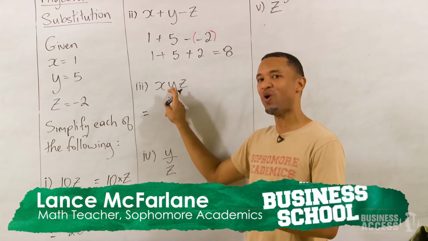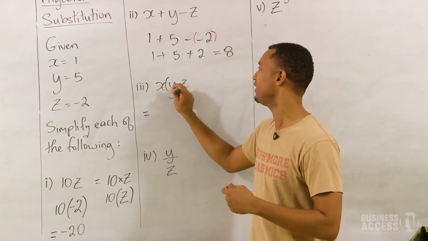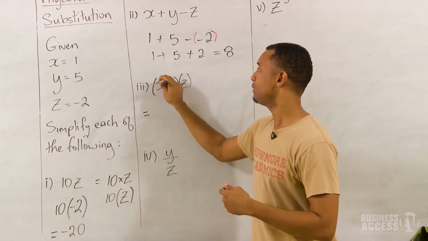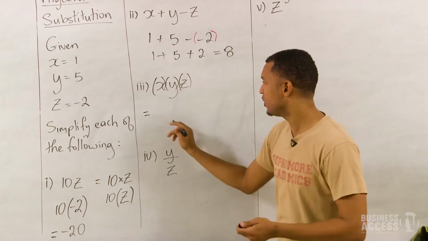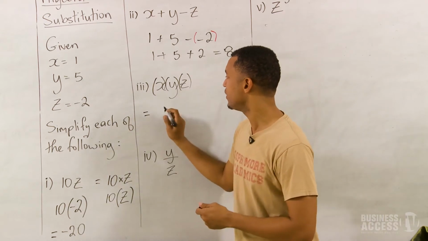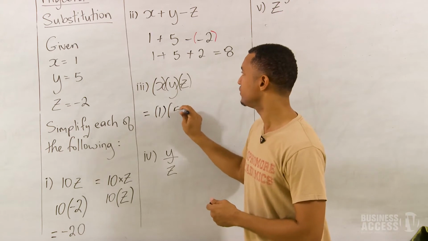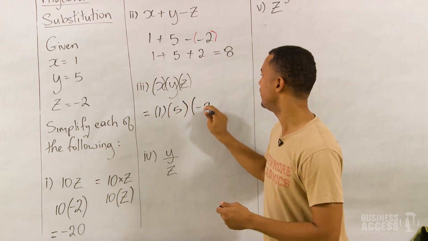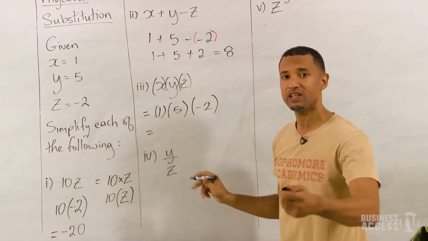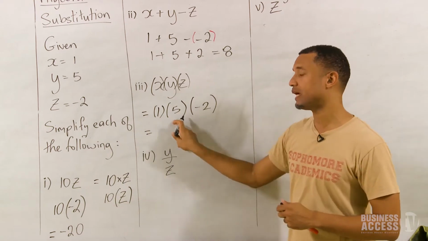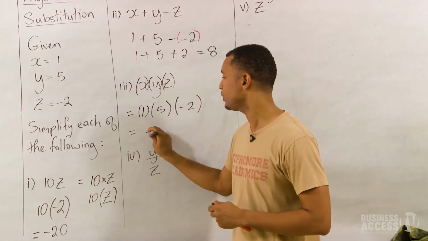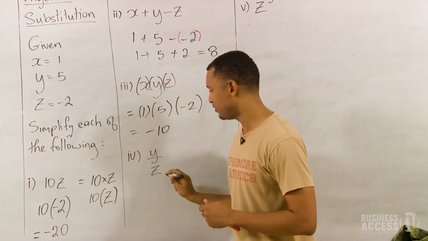Let's go to x times y times z. It could also have been written like this, with a bracket around it. So that is 1 multiplied by the y value, which is 5, multiplied by the z value, -2. You put that in your calculator. 1 times 5 is 5, times -2 is -10.